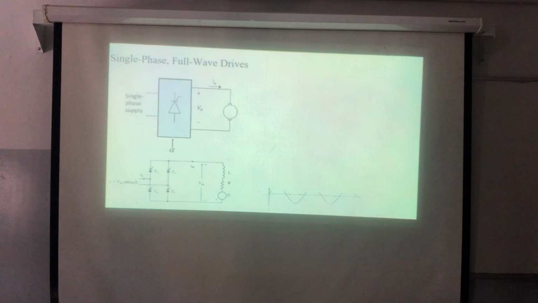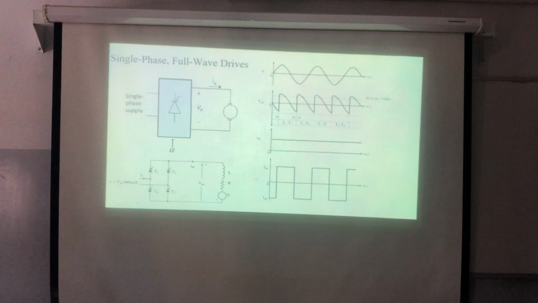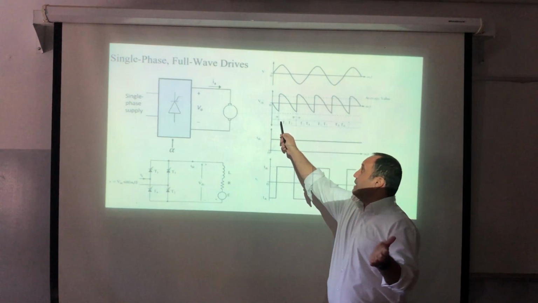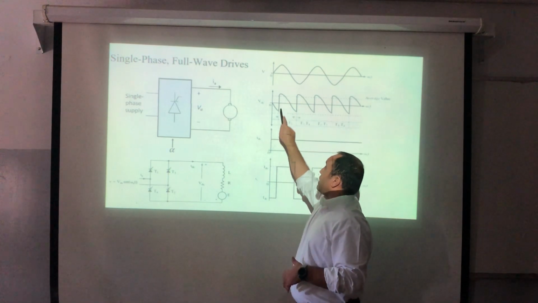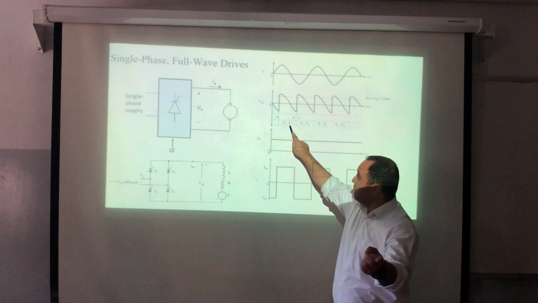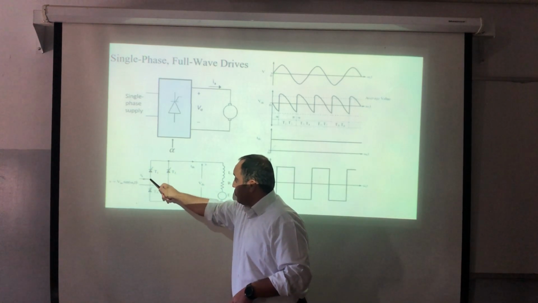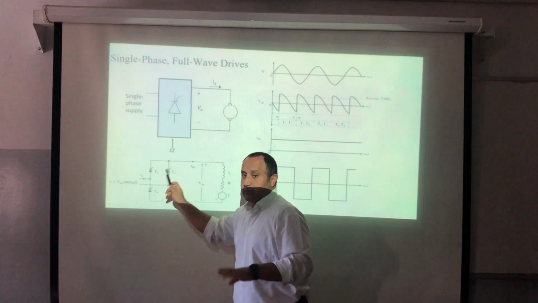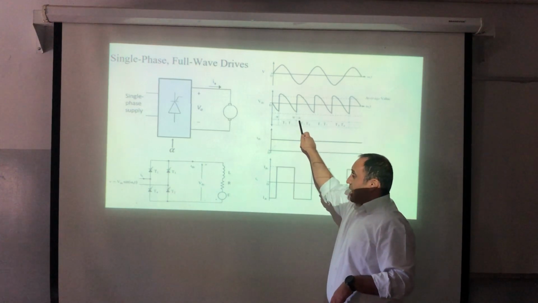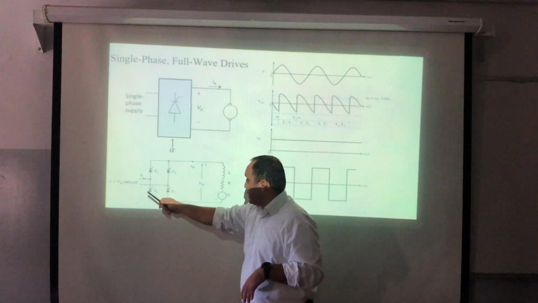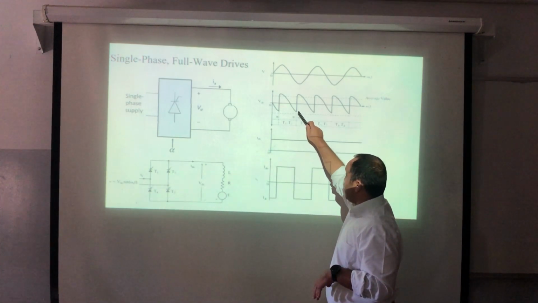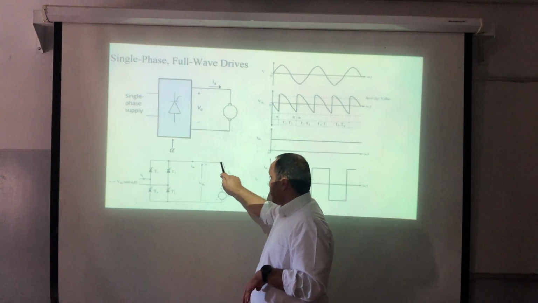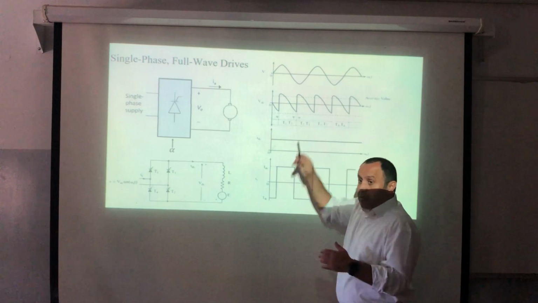So let's see. Here I'm having a supply, and here I'm firing at a certain angle alpha. In the positive cycle, T1 and T2 are conducting. Then the current will flow from T1 through the motor and return back to T2. In the negative cycle, I'm firing T3 and T4. Now the same thing, the current is still positive, while the voltage will be negative, because I am on the negative side.